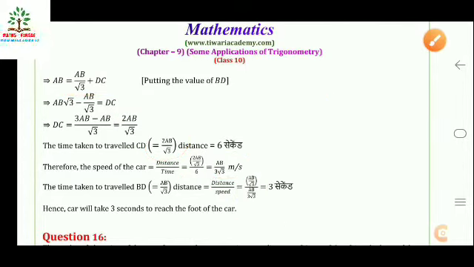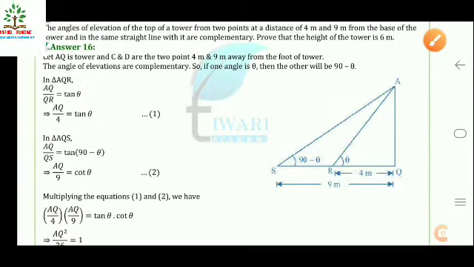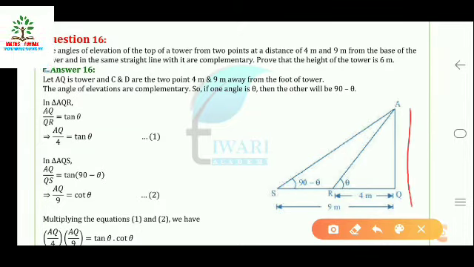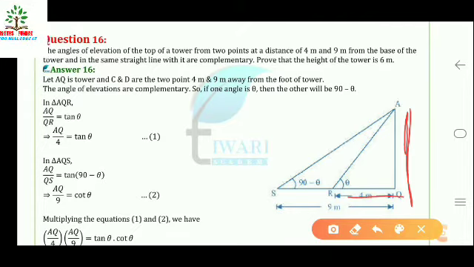Now moving towards the last question. The last question, again a very good question. In this question they are saying the angle of elevation of the top of a tower from 2 points at a distance of 4 meter and 9 meter. So this is the height of the tower. AQ is the tower and the distances are 4 meter and 9 meter from the foot of the tower.